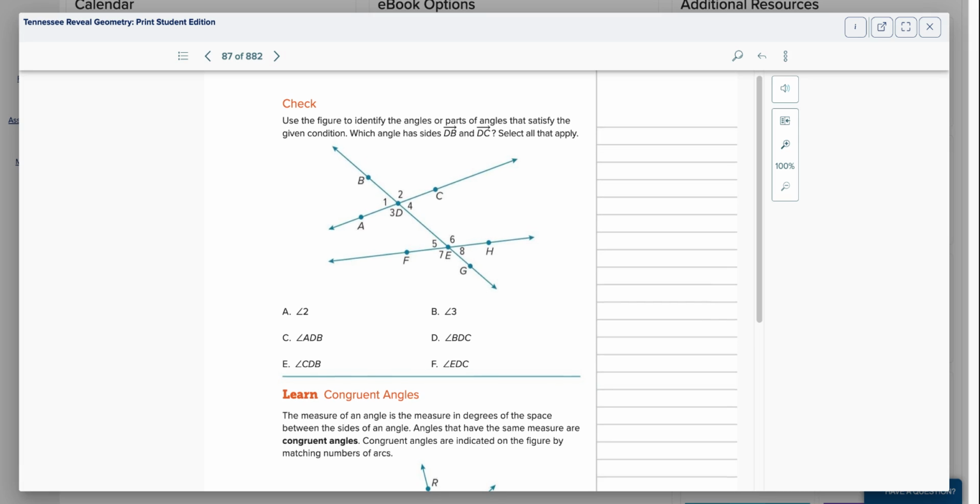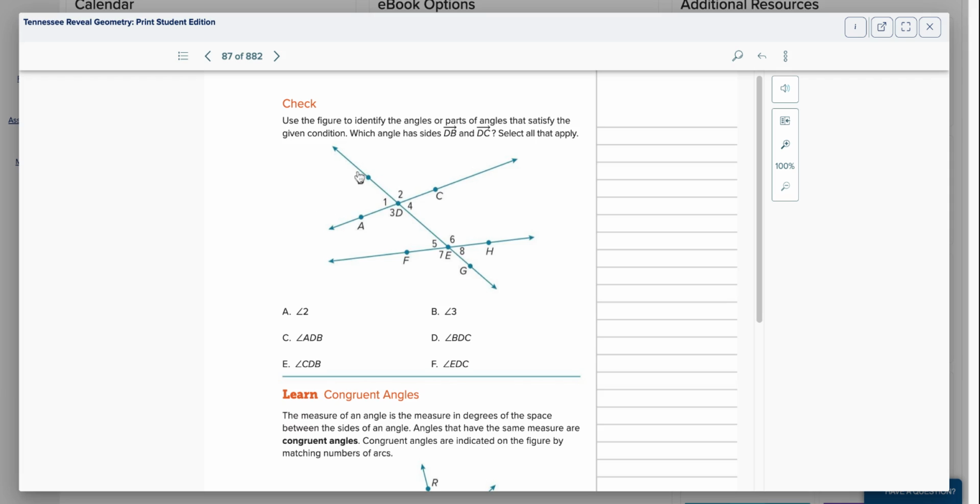All right, it says use the figure to identify the angles or parts of the angles that satisfy the given condition. Which angle has sides BD and DC? All right, BD, that's this one. And DC, that's this one. So I'm looking at DB, DC. Well, obviously it's angle 2. So A is a good answer. A is good for sure because angle 2 is right here.